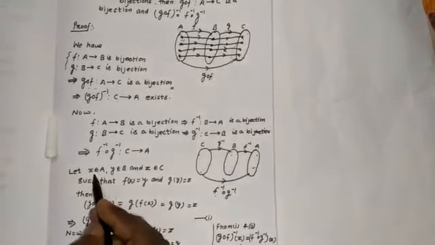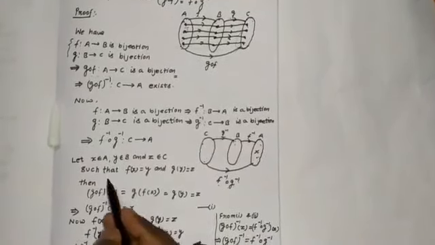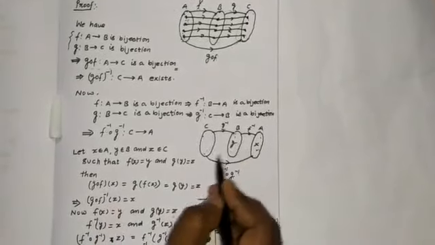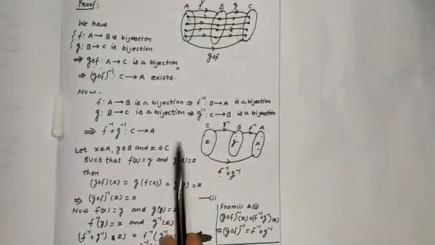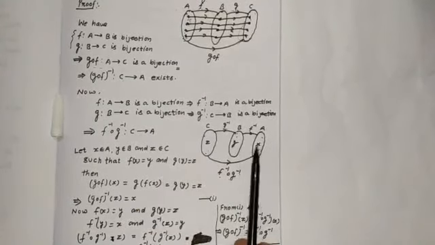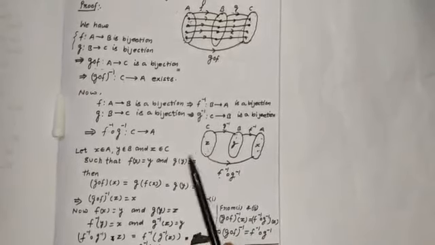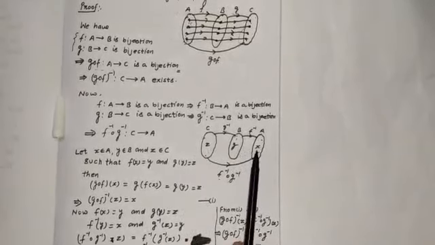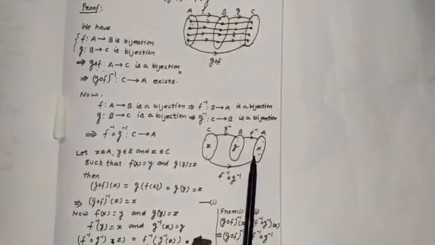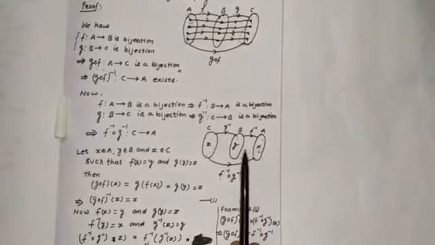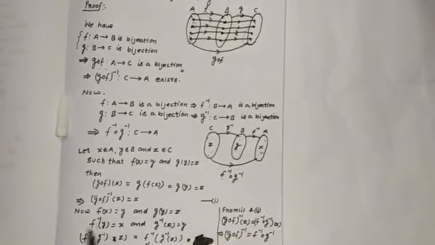Let x belong to A. x is an element which belongs to A, y belongs to B, and z belongs to C. If any element x belongs to set A, y belongs to set B, and z belongs to set C, then you can write f(x) = y, because this is an inverse function. Then f maps from A to B, so f(x) = y, and g(y) = z.